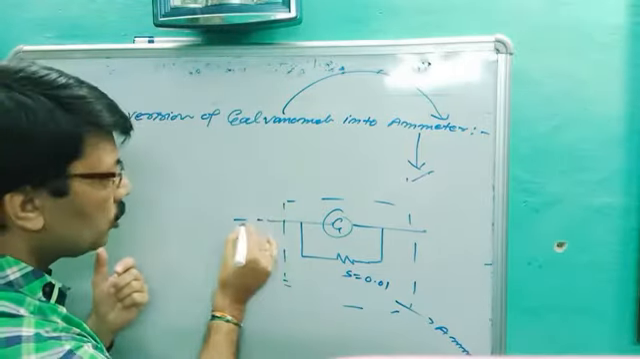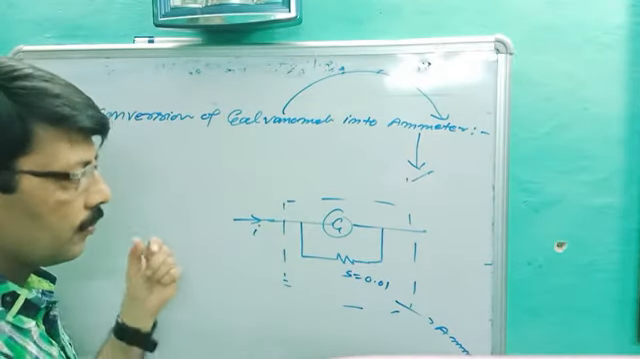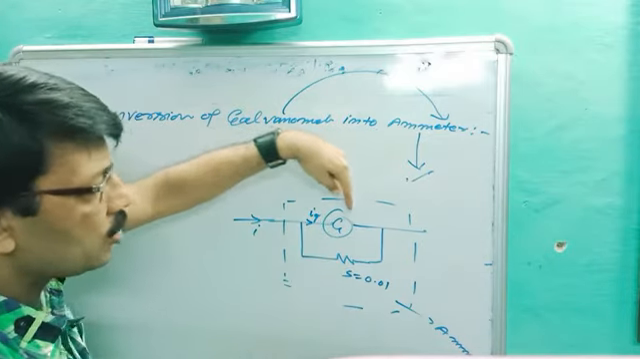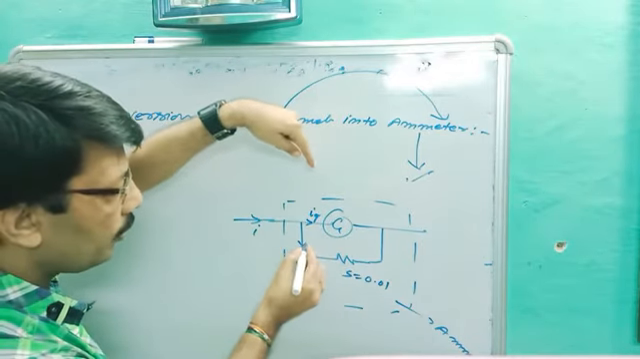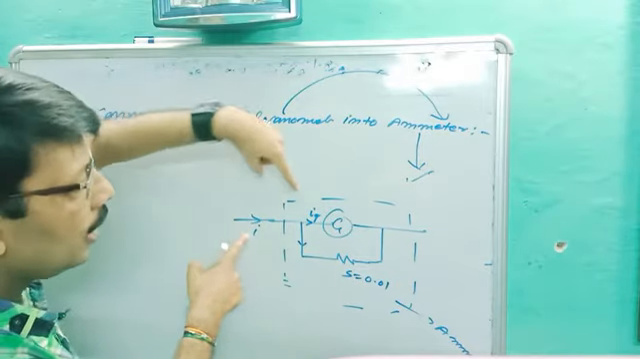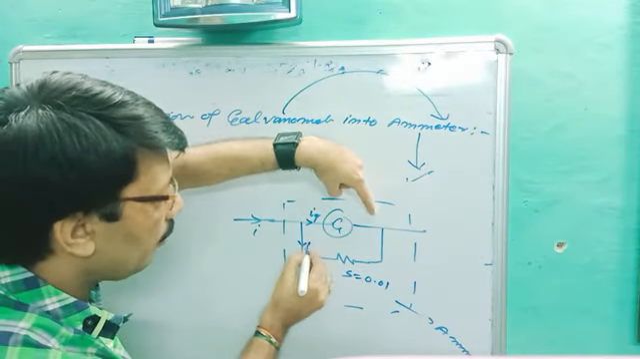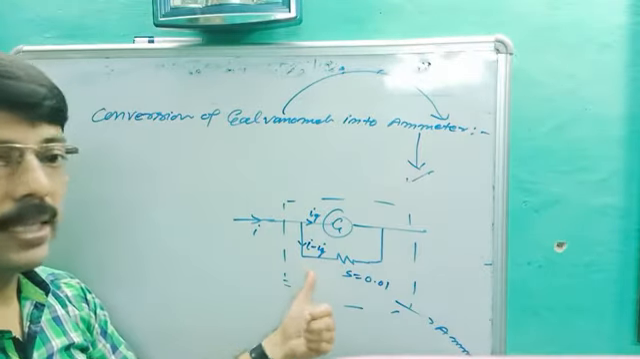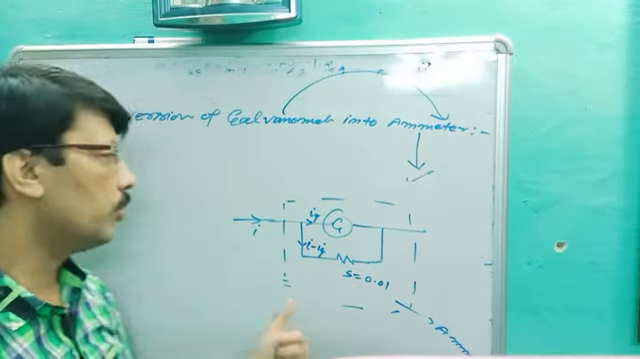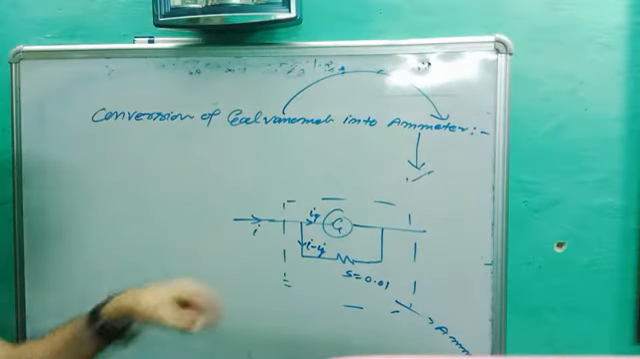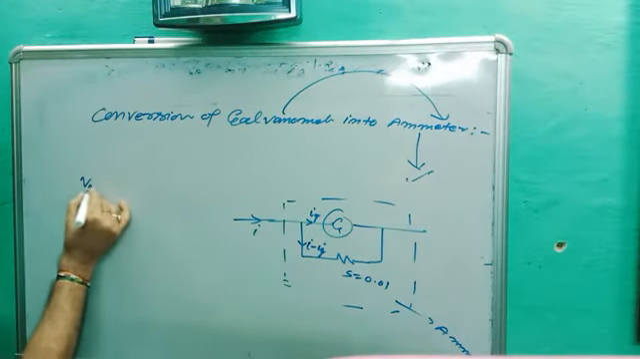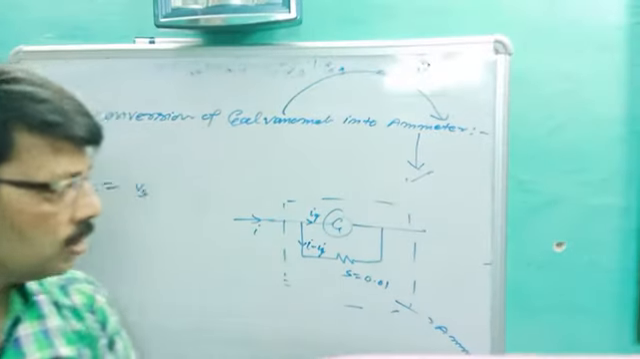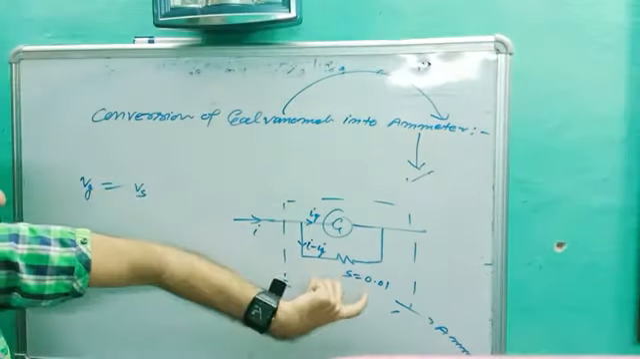Are you getting it? Let's suppose the total flowing current is I, and Ig is the current drawn through the galvanometer. According to Kirchhoff, the total current was I, and Ig is drawn through that way. So I minus Ig current will be drawn through the shunt. Since they are in parallel, the voltage will be constant. So Vg is equal to Vs. You better know in parallel combination the voltage will never change. So the voltage of the galvanometer is equal to the voltage of the shunt.